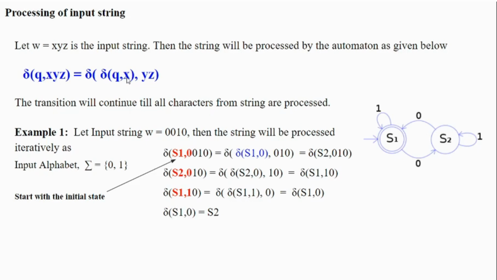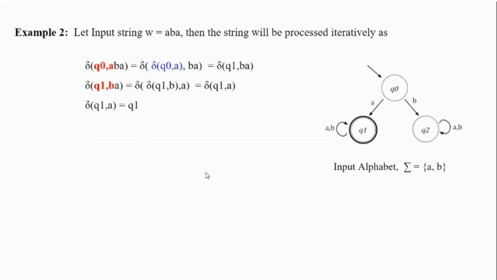That is, first it is applied on the first character, then you will have a state again, its output will be a state, then you will extend the transition function on the second character, then you will have a state again here, and then you will apply the transition function on the last character. So these characters of the input strings are processed one by one. Let's take one more example.